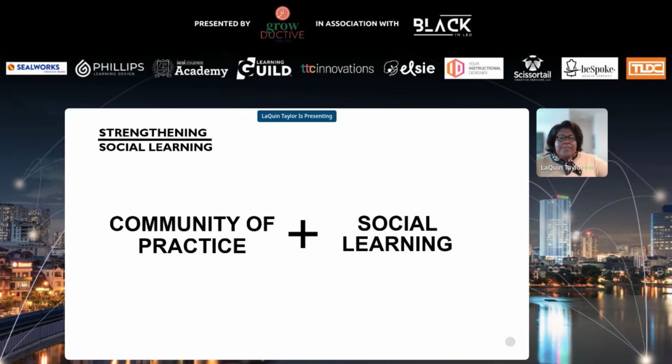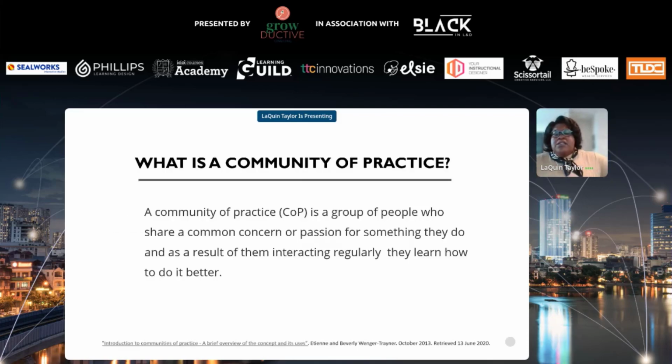So how can we leverage a community of practice to strengthen social learning in our organizations? First thing we have to do is understand how the two are tied together. So we're going to start with the basics, and we're going to define what exactly is a community of practice. The definition of a community of practice, or a COP, which is what we'll refer to it as for the duration of this presentation, is a group of people who share a common concern or passion for something that they do. And as a result of them interacting regularly, they learn how to do it better.